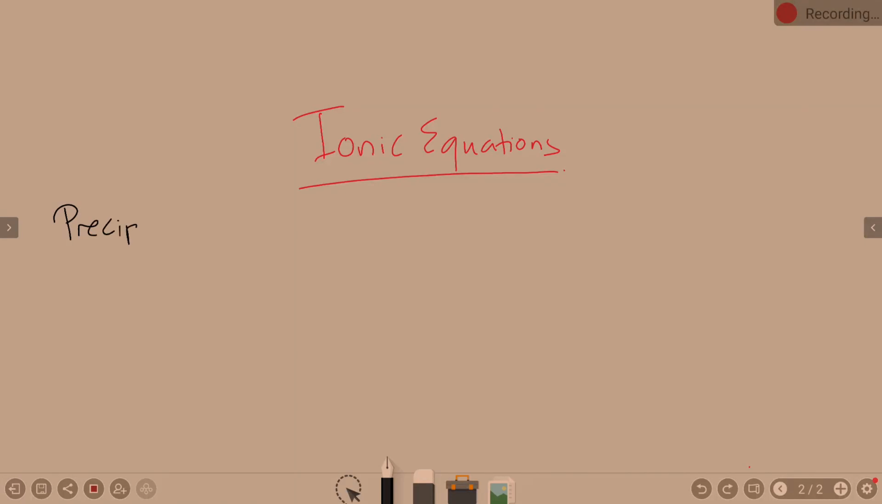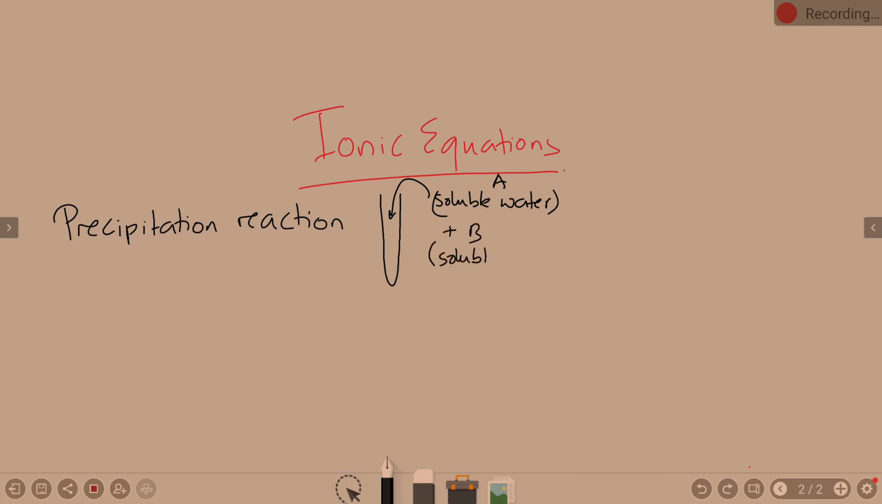about something called a precipitation reaction. So this means I have a test tube, okay? I'll put something in here that is soluble in water. So I say A is soluble in water plus B, which is soluble in water. Okay, so I'll put both of them in here. And when I put them together, I get a solid. Okay? And this solid is called a precipitate.